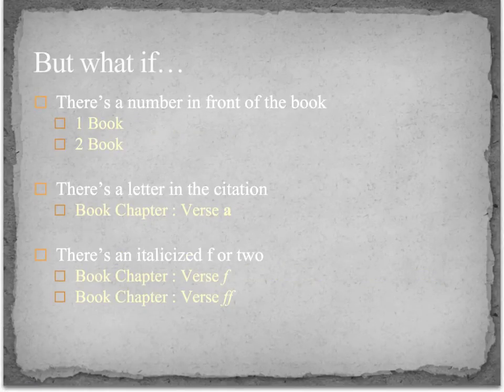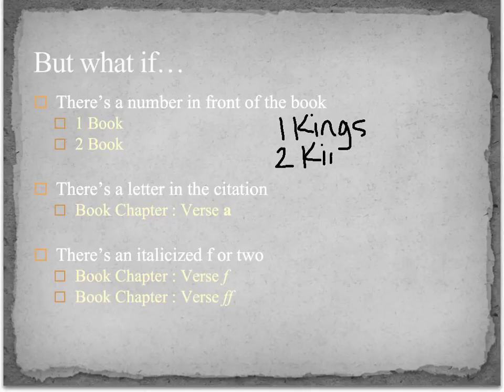Okay, but what if there's a number in front of the book? That means that there are two books in the Bible that have the same name, so you need some way to distinguish between them. A good example of this would be 1 Kings and 2 Kings. So it means there are two books in the Bible that are called Kings, and so you need a way for people to know which book they need to look at. So the number 1 in front of the book means go to 1 Kings, or the number 2 means go to 2 Kings.